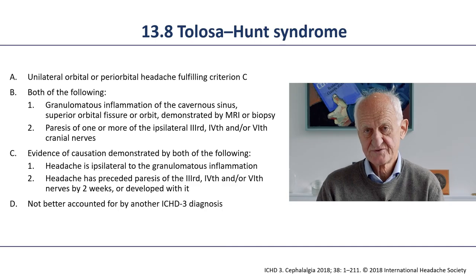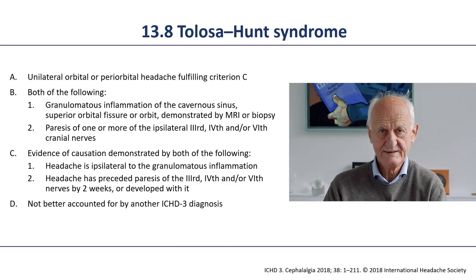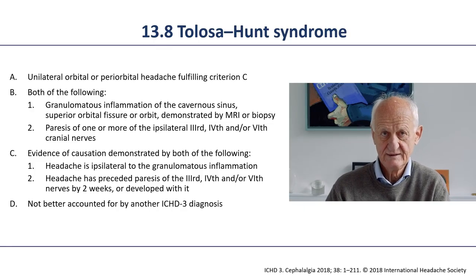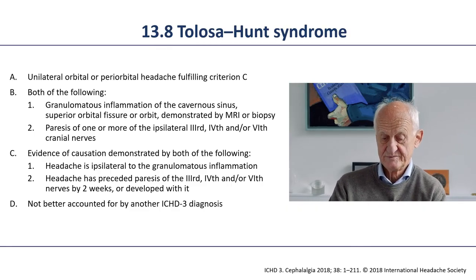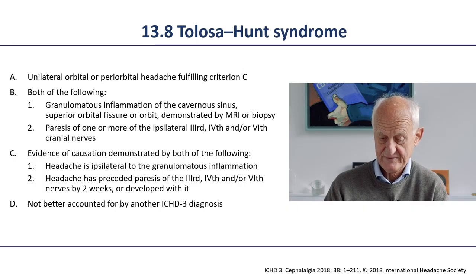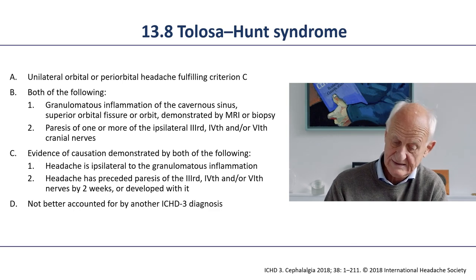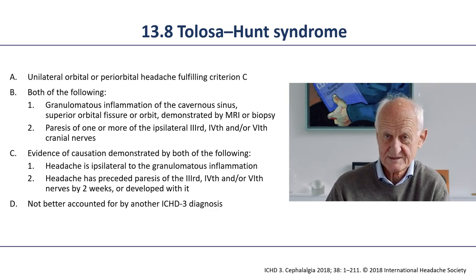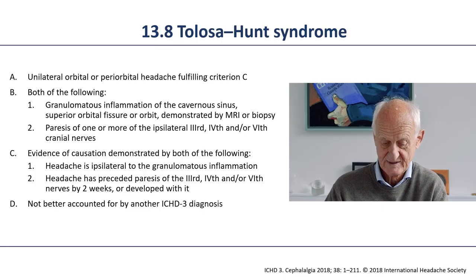The Tolosa-Hunt syndrome is also called painful ophthalmoplegia, and these patients have pain in, behind, or around one eye. They also have to have, according to the criteria, MR demonstration of a granulomatous inflammation of the cavernous sinus, superior orbital fissure or orbit. And what we do with patients who are otherwise typical, but where such changes cannot be shown by MR, is quite uncertain. There's a paresis of one or more of the third, fourth, and sixth cranial nerve.